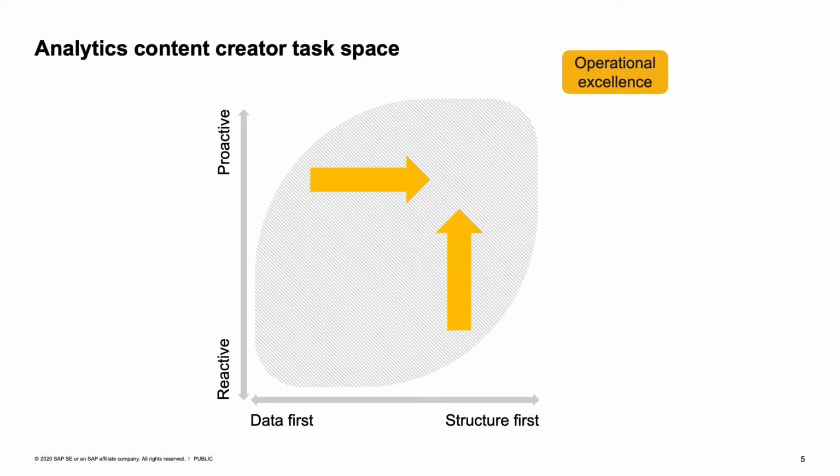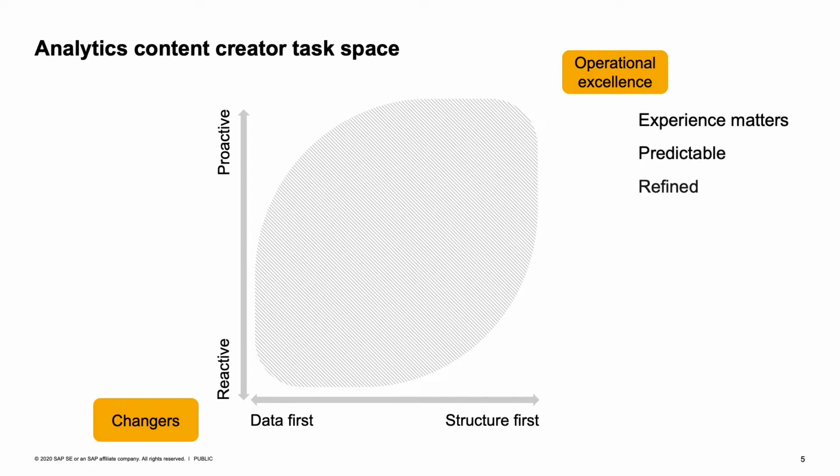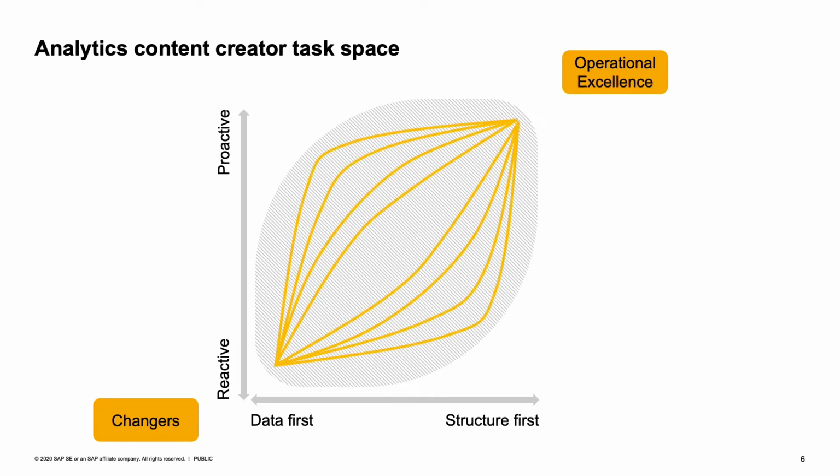So in the corner of structure first and proactive, this is really our operational excellence corner versus our changers corner, okay? And the two are essentially in operational excellence, experience matters, things are predictable, they're refined, whereas in the other corner, it's highly reactive and everything is subject to change. These two, by the way, they map effectively to two poles in a magnetic field. And operational excellence is essentially operational analytics as opposed to agile analytics.